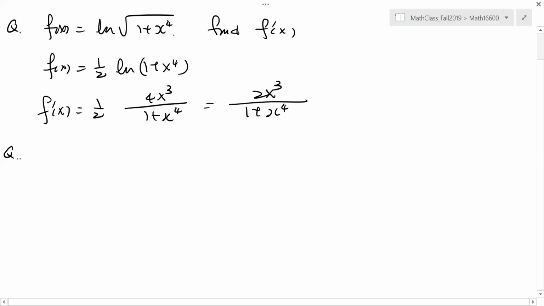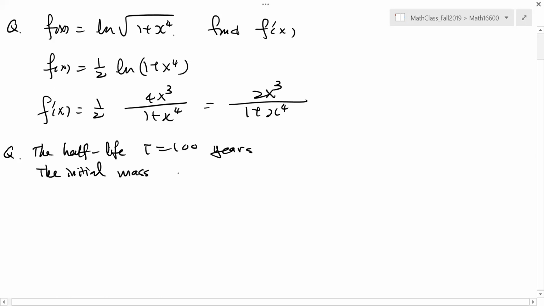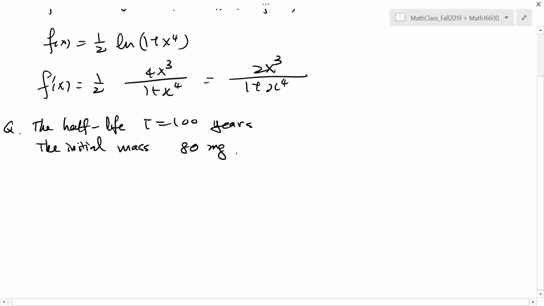Okay. Now the second problem is we know the half-life is given. T equals 100 years. A sample of a substance has a mass of 80 mg initially. Find the formula for the mass of the sample that remains after t years, and when will the mass be reduced to 10 mg? Okay, so there are two questions here.